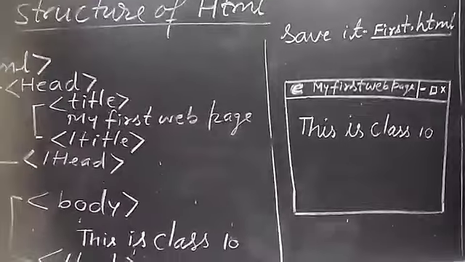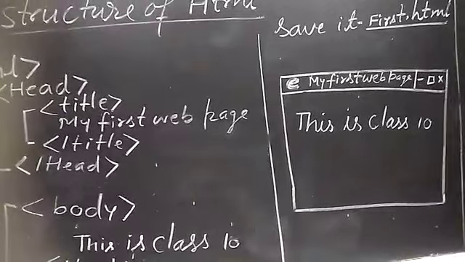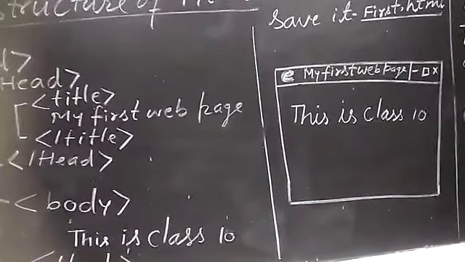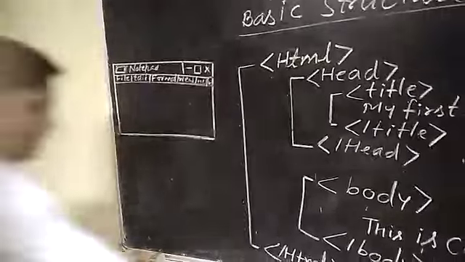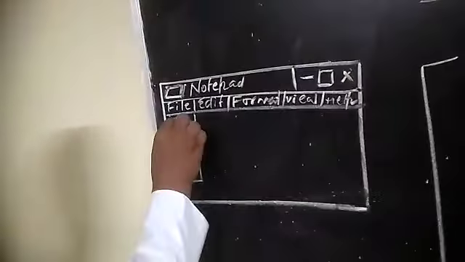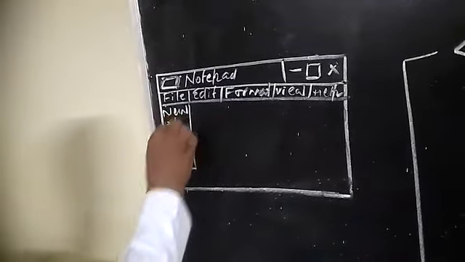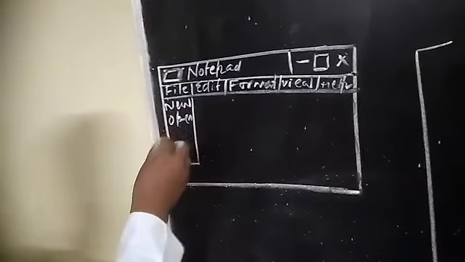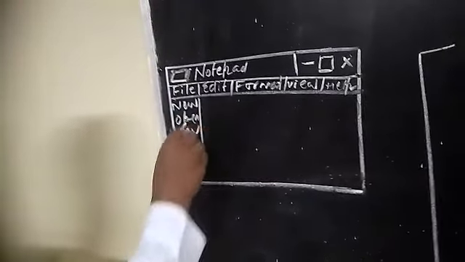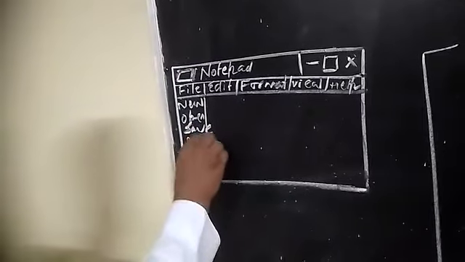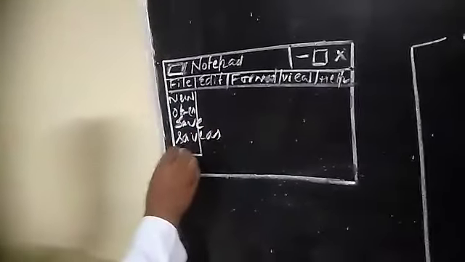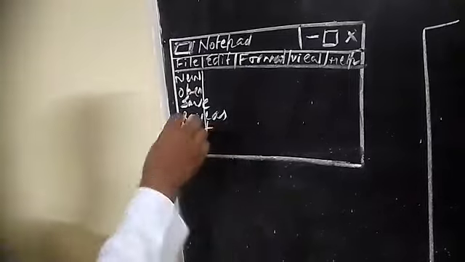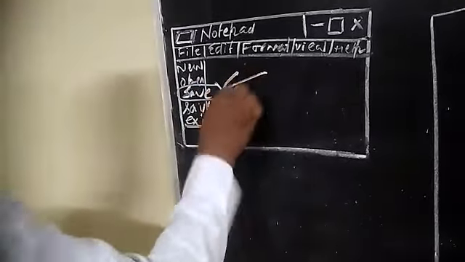After writing this, we move on to the File section. After clicking on this, a menu list will open. Here it is written: New, Open, Save, Save As, Exit. So students, we must click on the Save section.